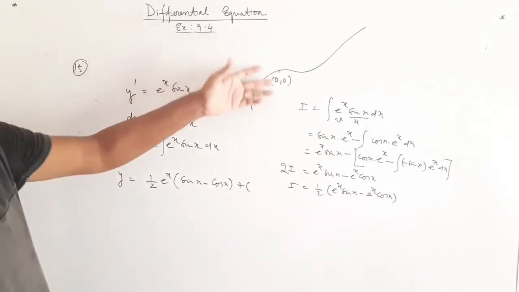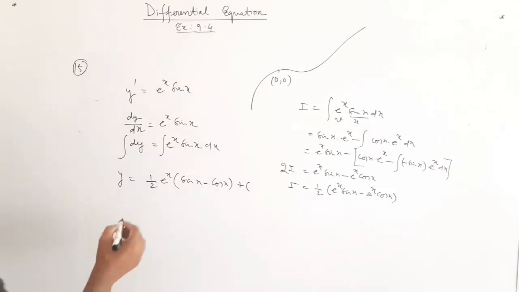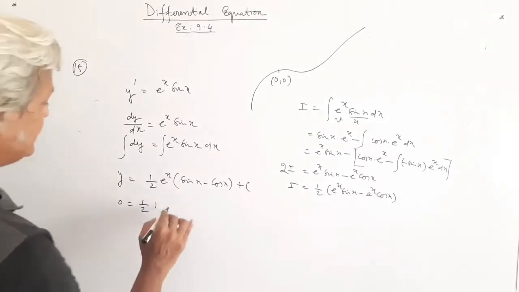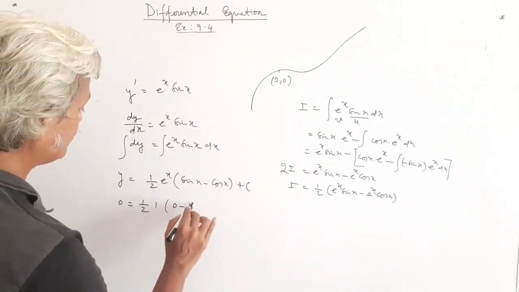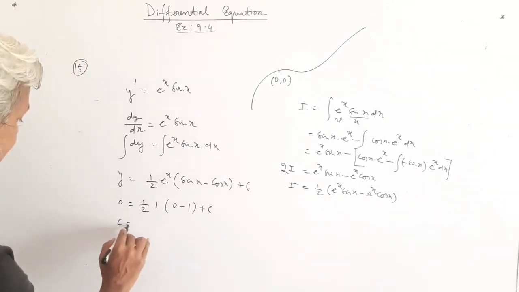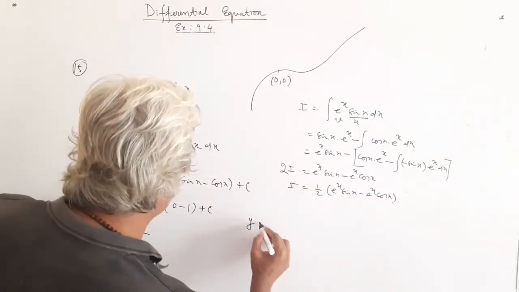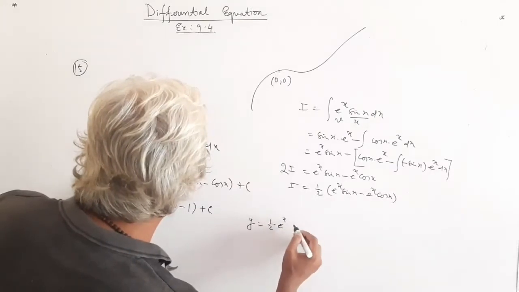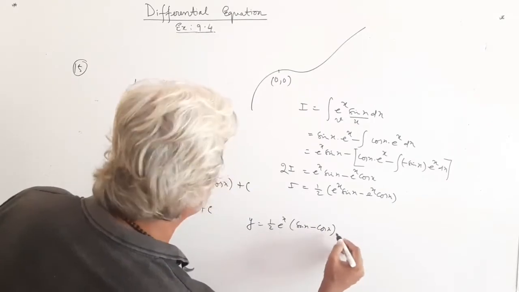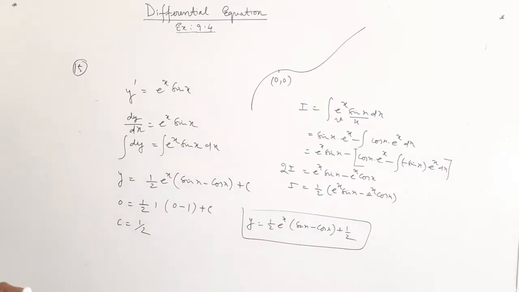Now since this curve is passing through (0, 0), it means I have to put x and y both as 0. So 0 is half, any number to the power 0 is 1, sin 0 is 0, cos 0 is 1, plus c. So what I'm getting is c as half. If I put the value of c there, we have y is half e to the power x (sin x minus cos x) plus half. This is my equation.